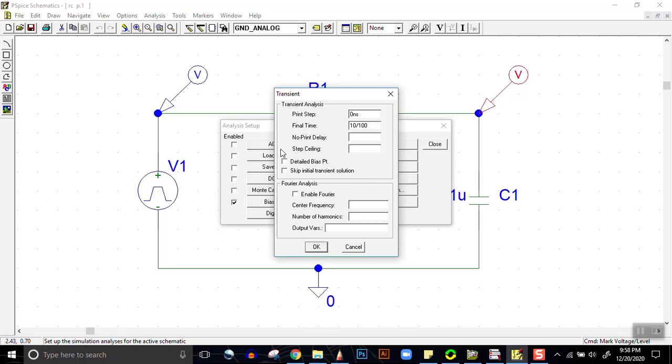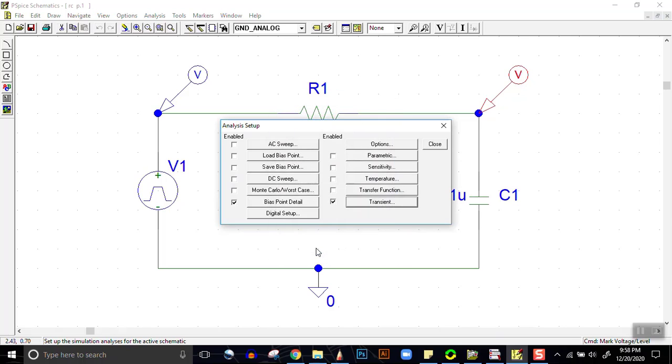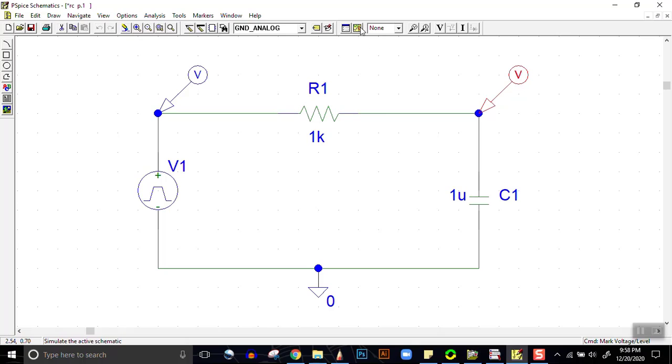So at first let us not put anything here, and there is one thing necessary. We have to check skip initial transient solution. That is, since our capacitor was not charged initially, we are skipping the initial transient solution. After clicking this, let us press OK, close, and let us run the simulation and see what we get.